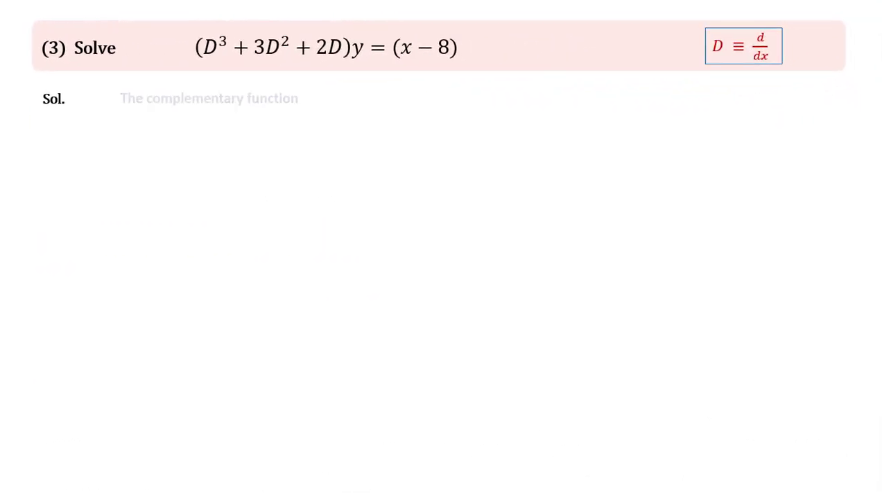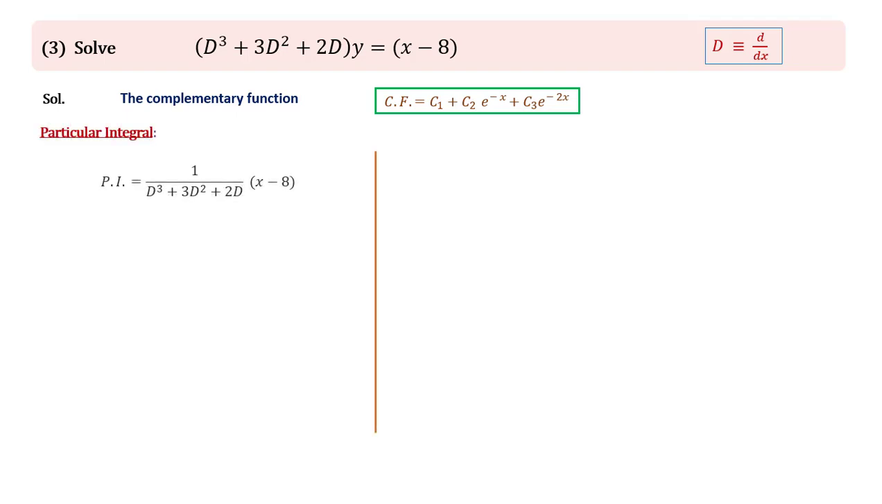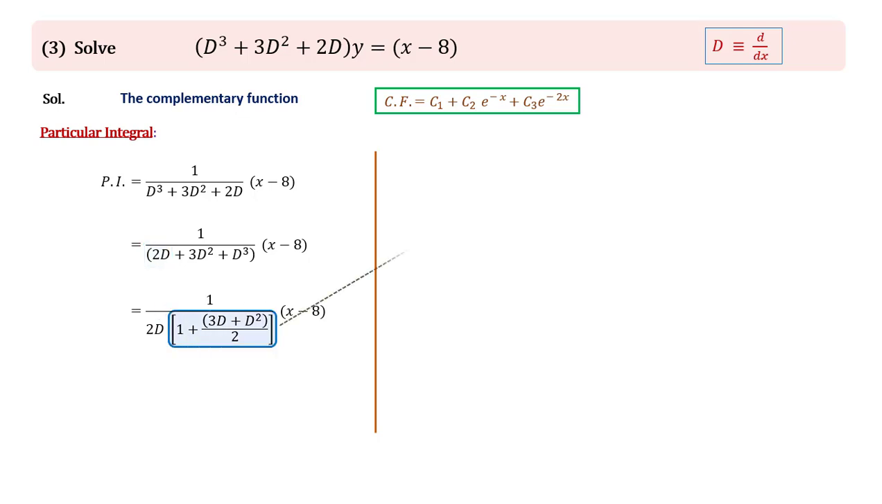Third question, the complementary function of the given differential equation is c1 plus c2 e power minus x plus c3 e power minus 2x. Now we will find the particular integral of the given differential equation. Here, first we will write the denominator in ascending powers of D and then take 2D common in the denominator. Now take this term in numerator and proceeding in the same way as we did in previous questions, we get.